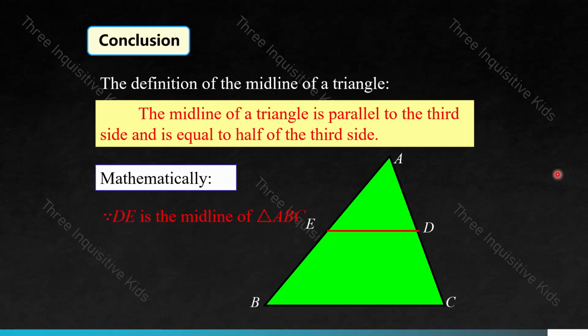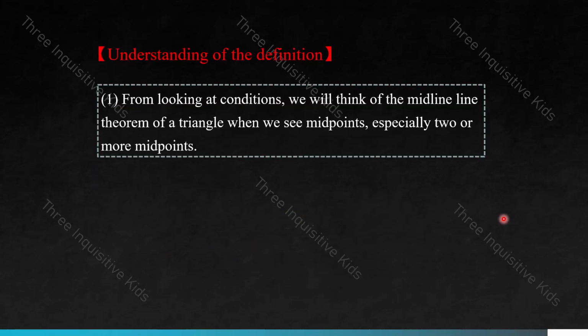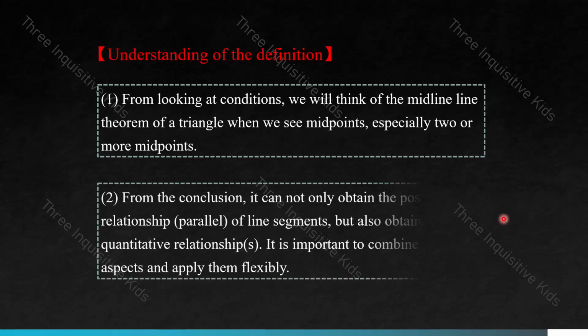Mathematically, we can show this as, since DE is the midline of triangle ABC, we know that DE is parallel to BC and DE is equal to half of BC. From looking at conditions, we will think of the midline theorem of a triangle when we see midpoints, especially two or more midpoints. From the conclusion, we can obtain not only the positional relationship, parallel line segments, but also their quantitative relationship. It is important to combine the two aspects and apply them flexibly when solving problems.